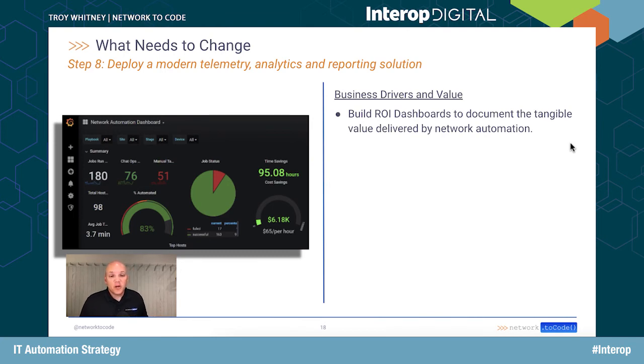For example, what about an ROI dashboard that every time an automation script runs to deploy a VLAN to a switch, we increment dollars saved or man hours saved, person hours saved for automation. Over the course of a month, a quarter, a year, you can actually produce tangible reports back to the business of actual savings in person hours that used to be required to do these changes manually.